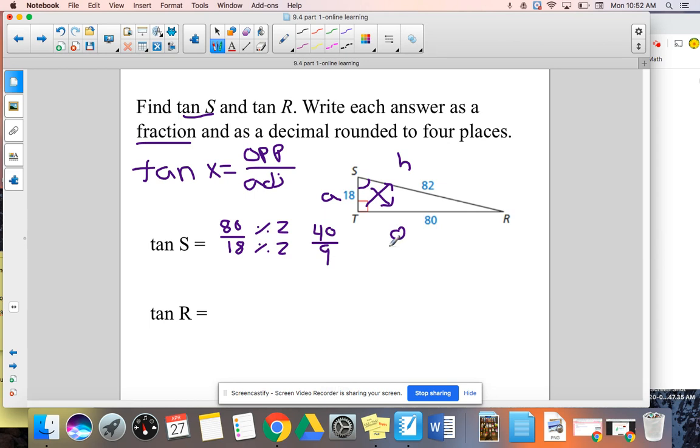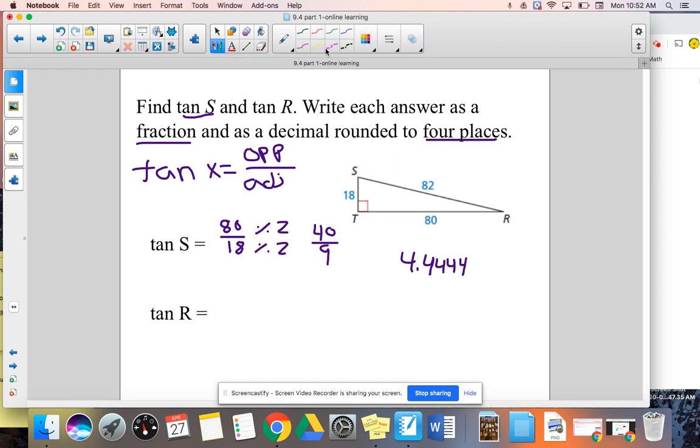So if I type that in my calculator, 40 divided by 9 is 4.4 repeating. So that would just be 4 fours. A lot of 4s, because we want to round to 4 decimal places. For tangent of R, I need to relabel my picture.